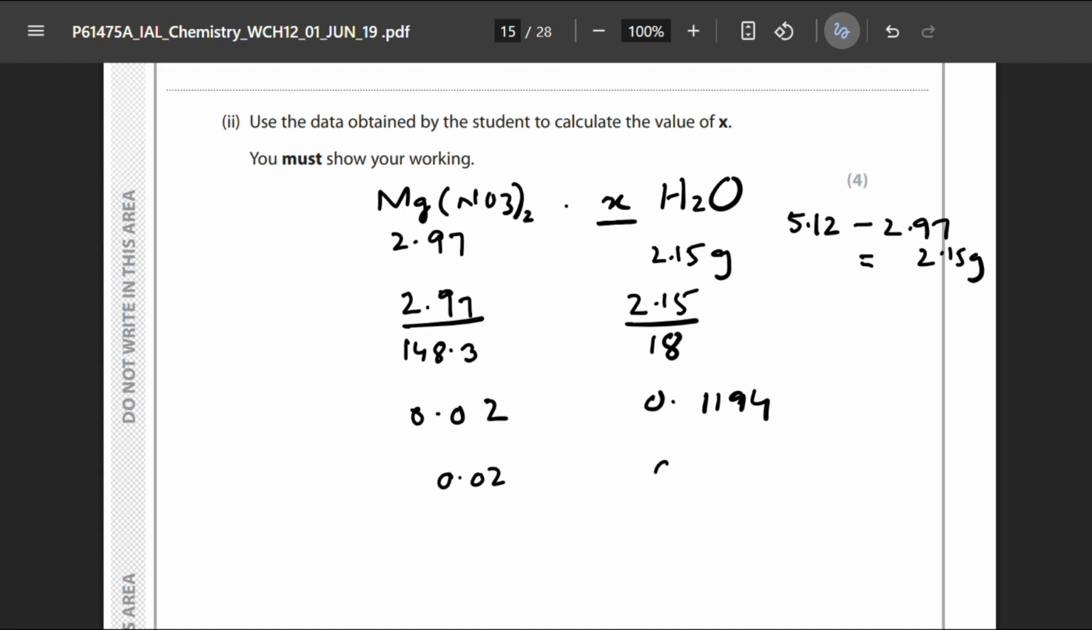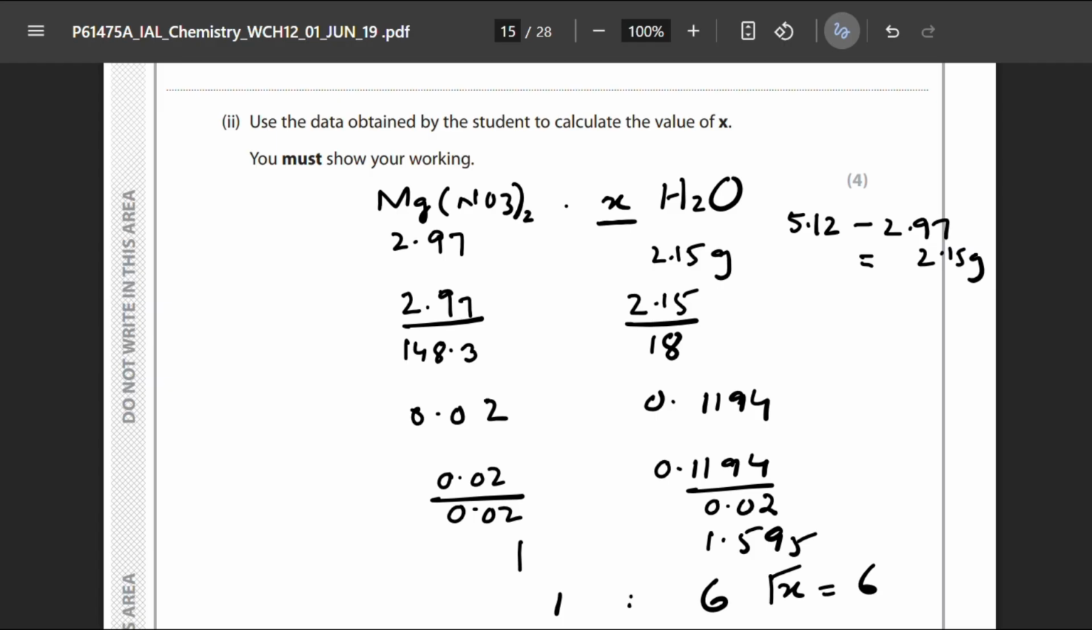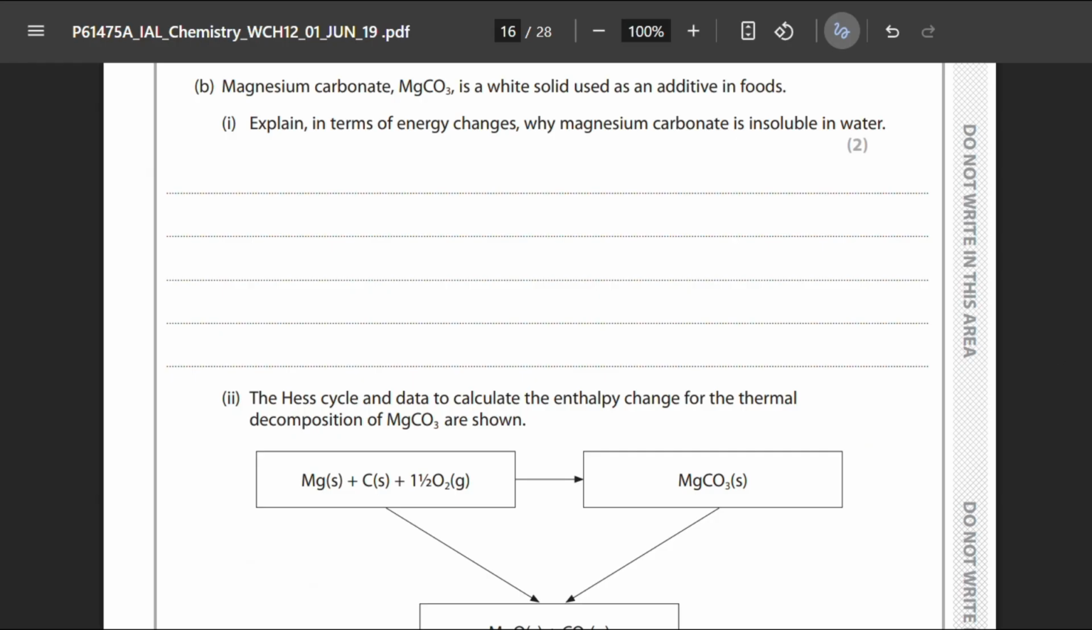Now you divide both the values by the smaller of these. As you know, 0.02 is the smaller value. So divide both by 0.02 and you will get a ratio. It's 1:6. So now the value of X is 6.